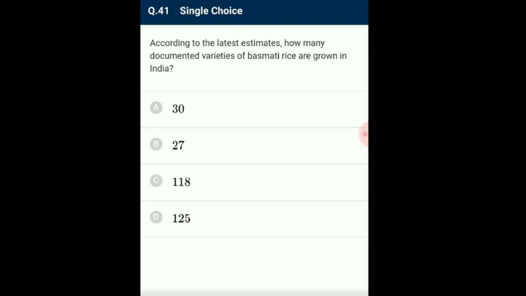India is known to export 65% of the overseas basmati rice market. Around 27 varieties of basmati rice are grown in India, and ancient texts, poetry and folklore have references to basmati rice. So the answer is option B, 27.